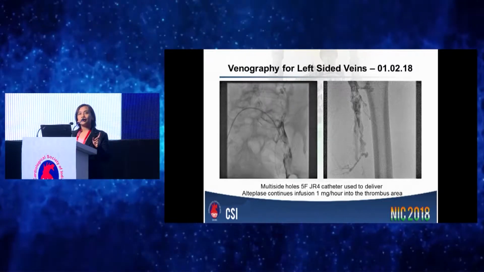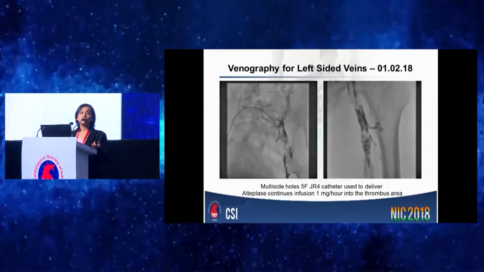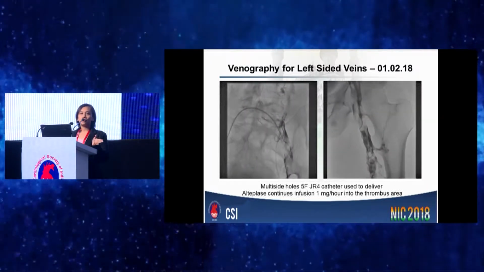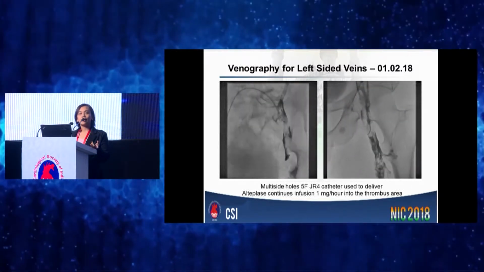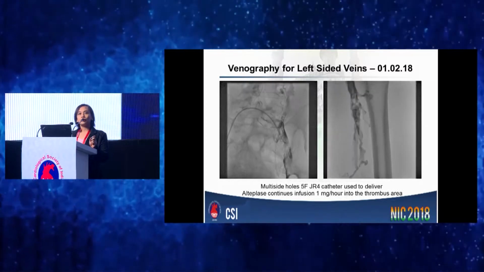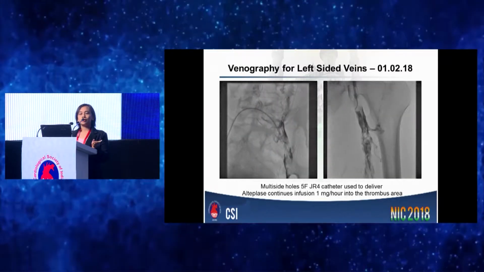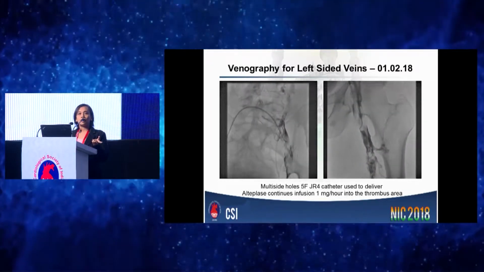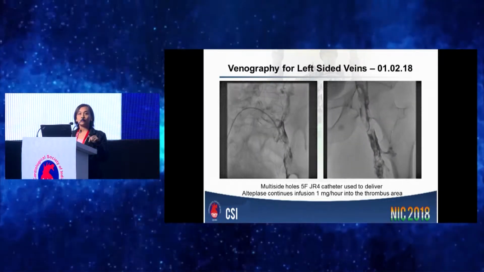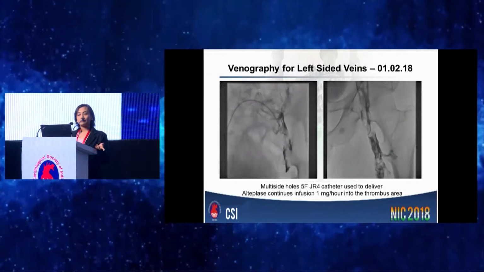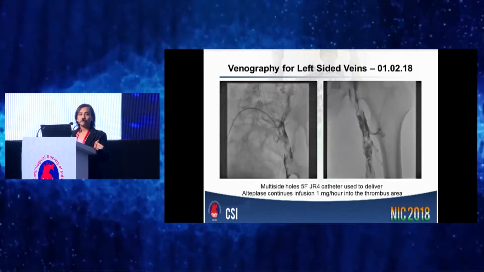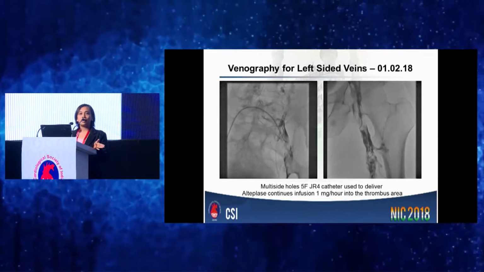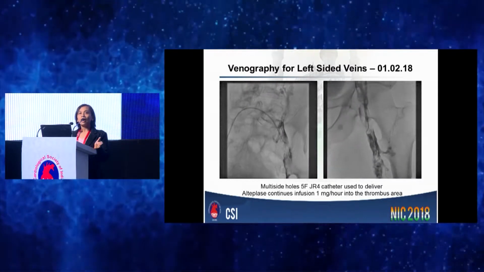And again, since he has bilateral DVT, we did a venography for the left-sided veins. We advanced the catheter, this time with the help of a stiffer hydrophilic wire, into the left common iliac vein, and we observed a massive thrombus in the left common iliac vein and the left external iliac vein up to the mid of the femoral vein.